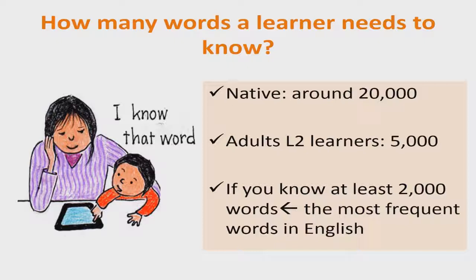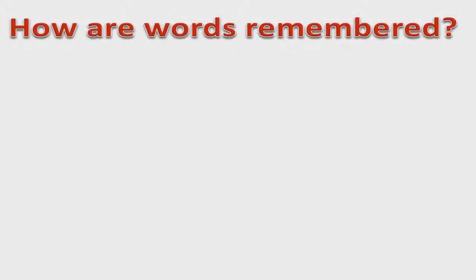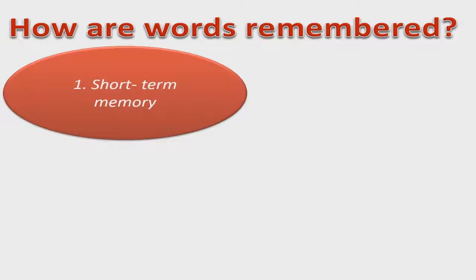How are words remembered? Let's see first the function of the short-term memory. It is the capacity of the brain to hold a limited number of items of information, in this case words, for periods of time up to a few seconds. A clear example of this would be a student repeating a word that his teacher has just said.